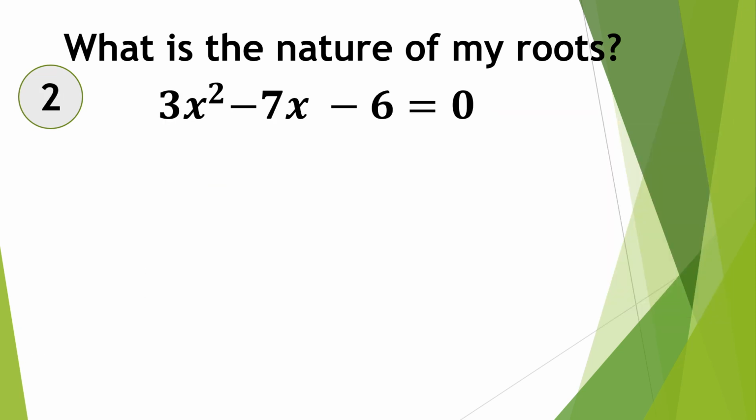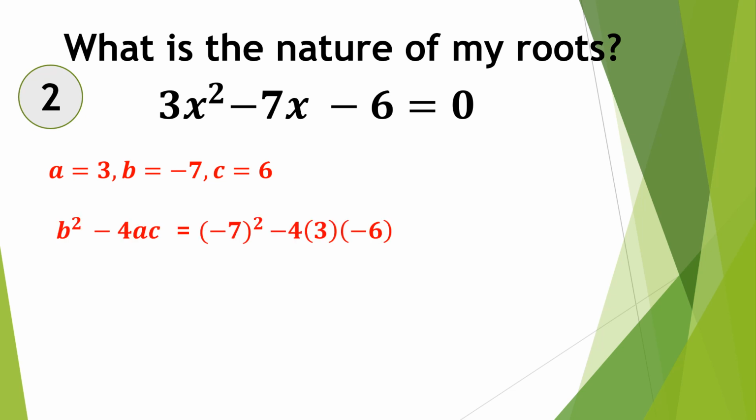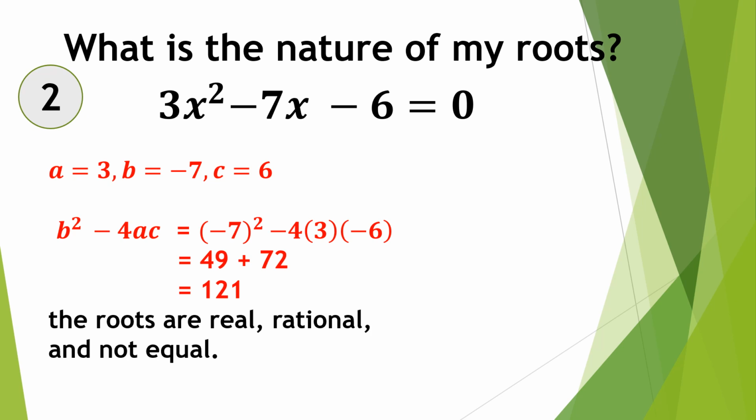Next, example number 2. 3x squared minus 7x minus 6 equals 0. So what is the nature of my roots? Again, using the coefficients, a is 3, b equals negative 7, and c equals negative 6. Using the discriminant formula, b squared minus 4ac equals negative 7 squared minus 4 times 3 times negative 6. And so the value of our discriminant is equal to 121. 121, as we all know, is a perfect square number and positive. So the roots are real, rational, and not equal.